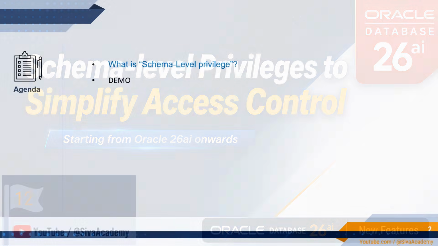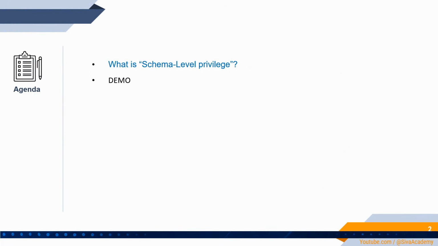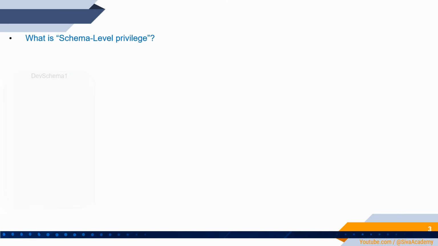In this video, we are going to learn about the new schema level privileges introduced as part of 26 AI. Let me first explain what is the schema level privilege with an example, then I will take you through the demo for better understanding. Let's start with what is a schema level privilege.